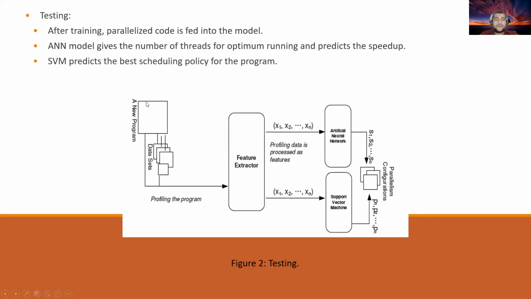We have a new program, so we do profiling of the program and extract those features as the X arrays. Then the artificial neural net gives us the speed up that's possible, along with the number of threads that would result in optimum execution of the program. And then the support vector machine model gives the optimum scheduling policy that should be followed. So we have these parallel configurations which we can set for the program and run.